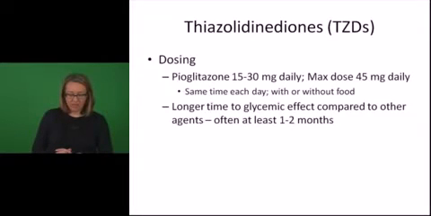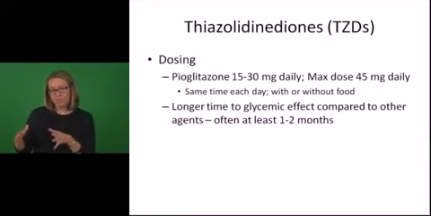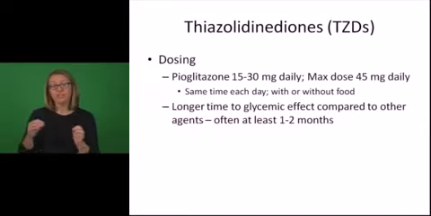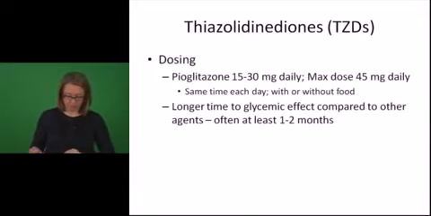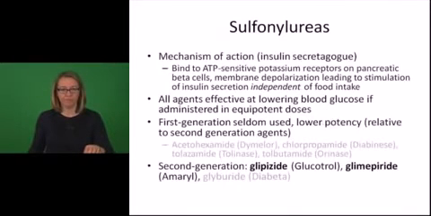And TZDs have a particularly long time to take full effect. So metformin takes 2 weeks to see the full effect of that particular dose. TZDs take at least 4 to 8 weeks to see the full effect of that medicine in that dose in particular. So be careful not to titrate any faster than 1 to 2 months.